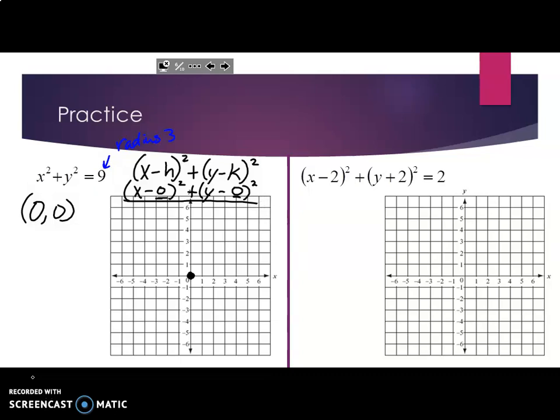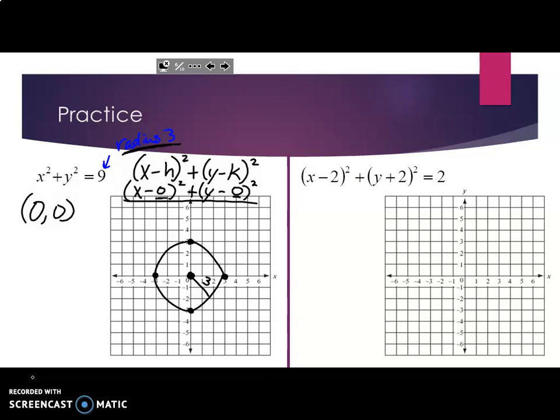Okay? Once you plot that, we've got to use our radius that we found to find our other 4 points. So I can go up 3, to the right 3, down 3, to the left 3. And I'm going to do my best to draw a circle. A little shaky on the one side. Okay? Label it with a radius of 3.